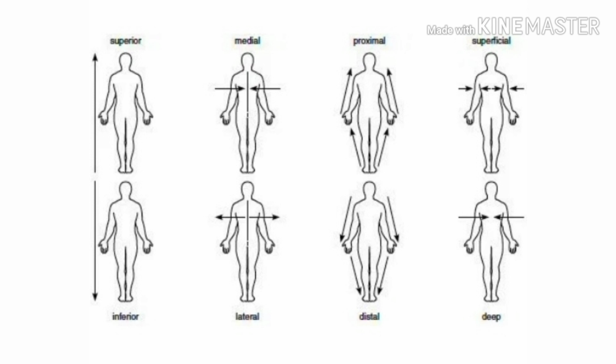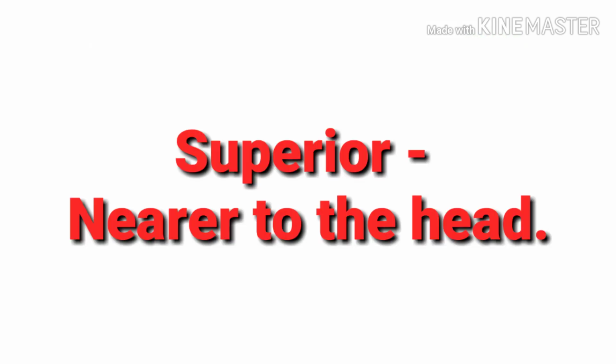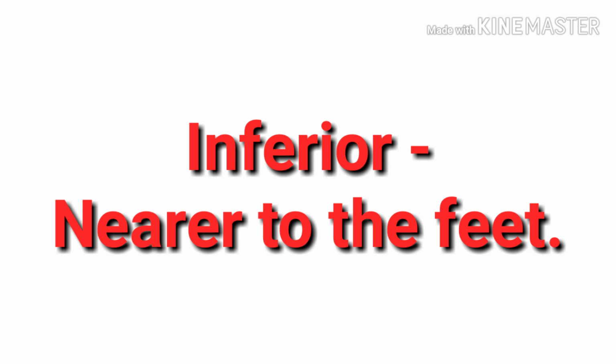So let's start with some examples. Superior meaning nearer to the head. For example, the lung is superior to the diaphragm. Inferior meaning nearer to the feet. For example, the stomach is inferior to the heart.